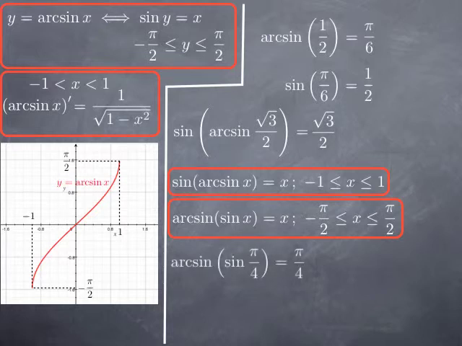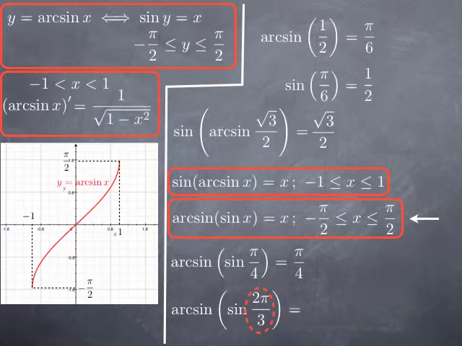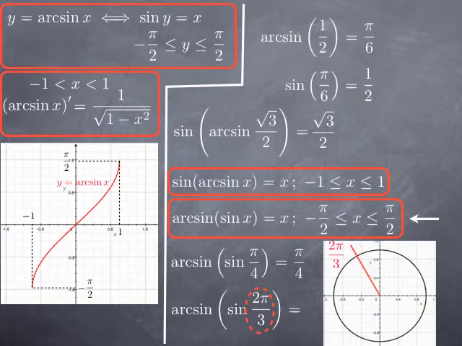That means that, for instance, if I plug sine pi over 4 into arcsine, I get pi over 4. But if I plug sine, say, 2 pi over 3 into arcsine, I have to be a little more careful, because we have this condition that things work out if the angle is between negative pi over 2 and pi over 2. And here 2 pi over 3 is not, as you can see from this picture, in this blue zone that corresponds to negative pi over 2 to pi over 2. So what do we do in this case?